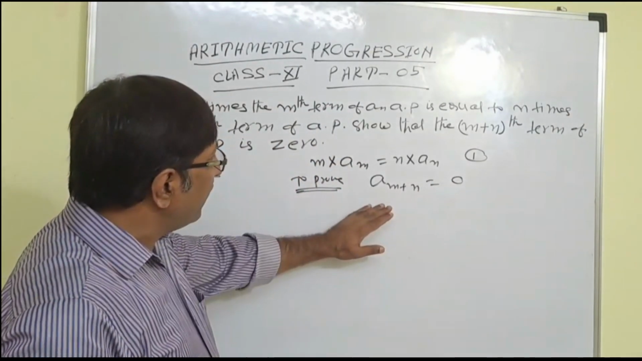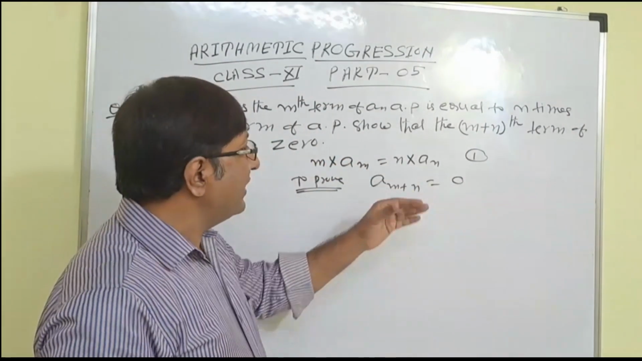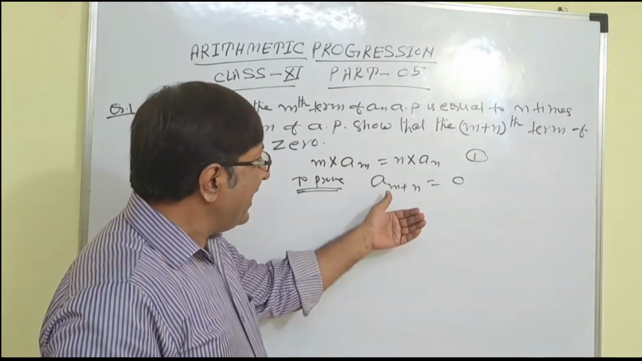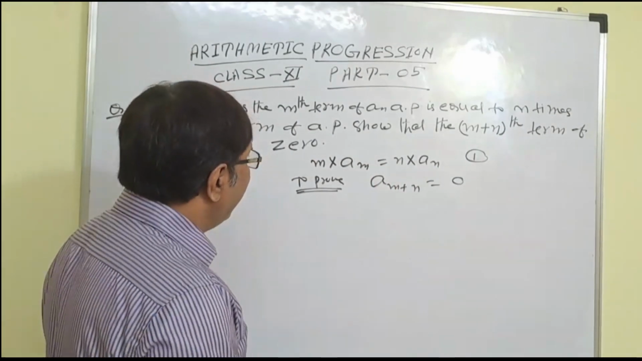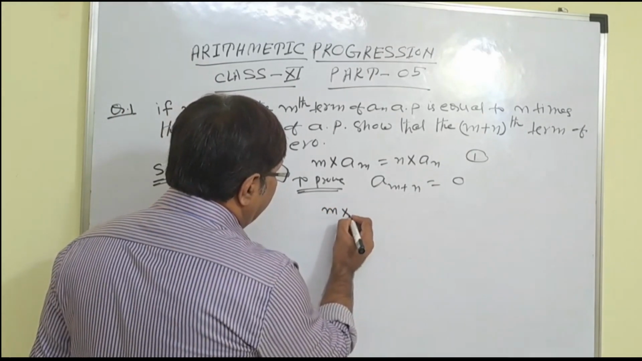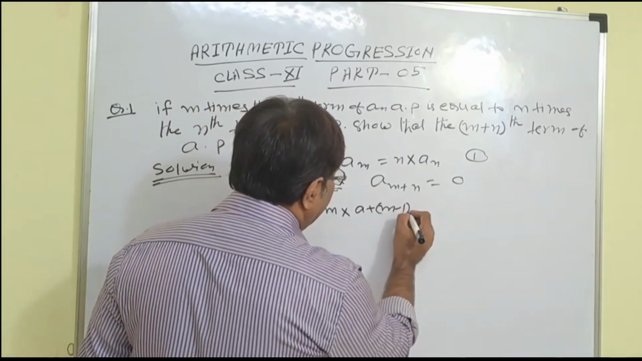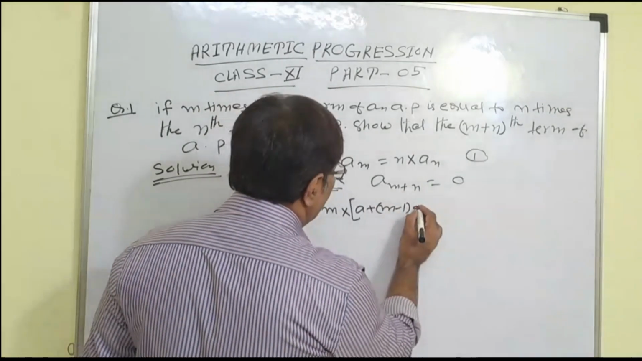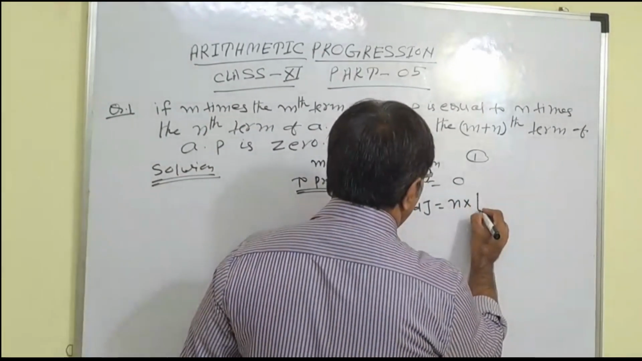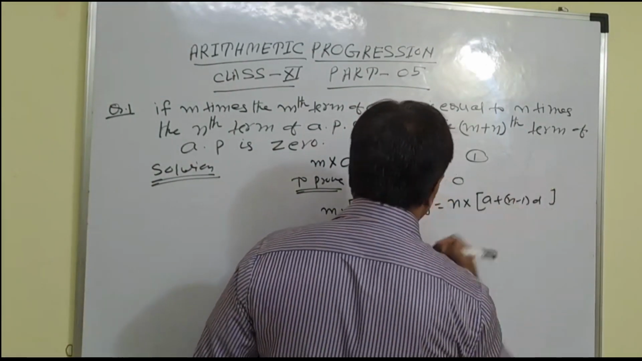So for this type of question, the simple technique is to first use the first given equation and find some result, and after that you can very easily put a m plus n equal to 0. So let us see from the first. M into am, you know, is m into a plus m minus 1 into d. Similarly, here this is n into a plus n minus 1 into d.